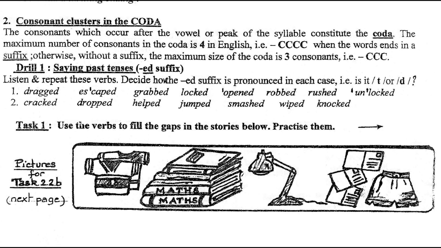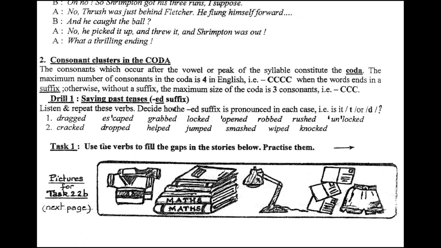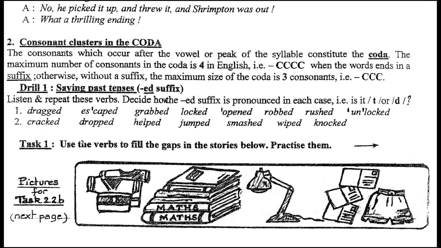So, we start with drill 1, saying past tenses, ed suffix. It means regular past, with ed. So, you listen and you repeat after me, and then decide how the ed suffix is pronounced in each case, i.e. is it pronounced t or d? So, I read, you repeat after me, and you write. What is the pronunciation of the final ed or the suffix ed? Is it t or d? So we have two lines of verbs in the past tense. They are all regular verbs. I start. Line number one.